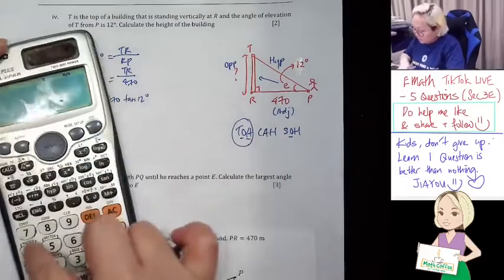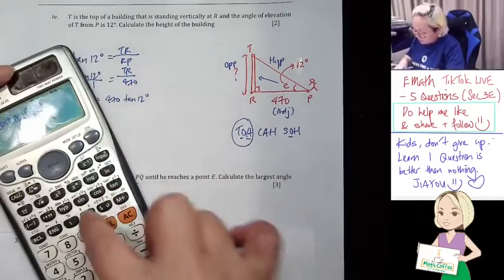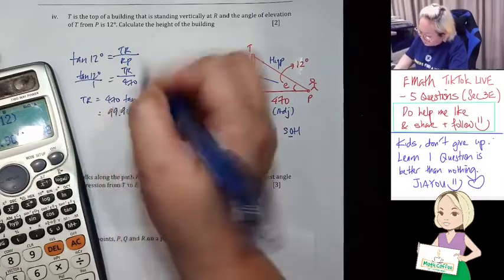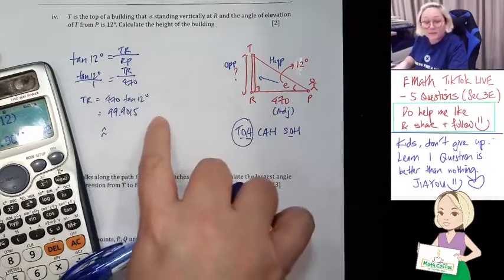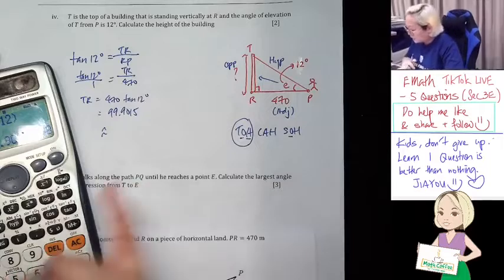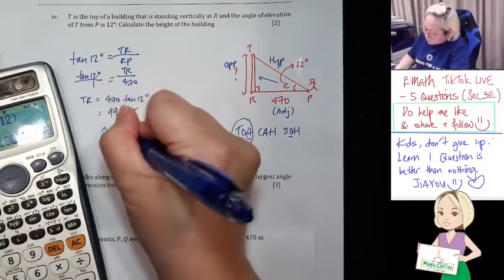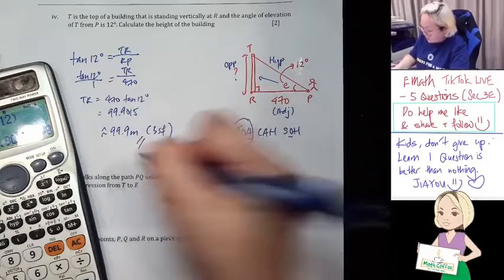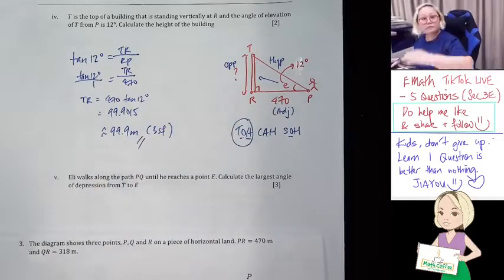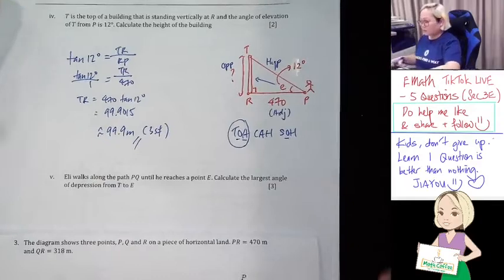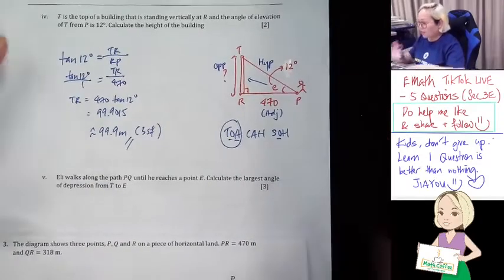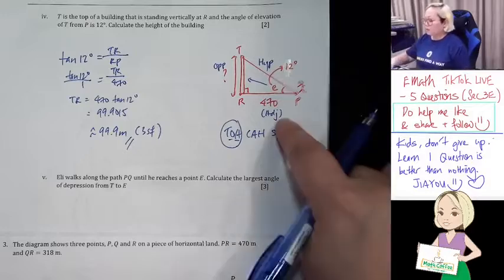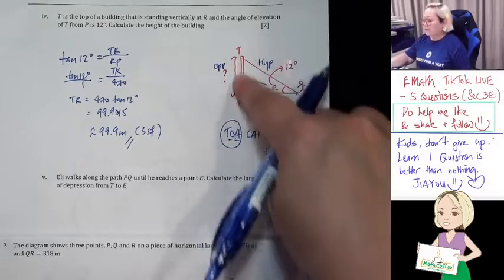So it will be 470 times tangent 12. And that will give us 99.9015. Round it off to 1 dp. Sorry, this is not the angle, this is length. Okay, round off to 3 SF. So it will be 99.9 meter, 3 SF. Done. Can? So understand why use tan. You all need to identify how to use which one. Tan. So I repeat, because I need to find the TR, which is the opposite.